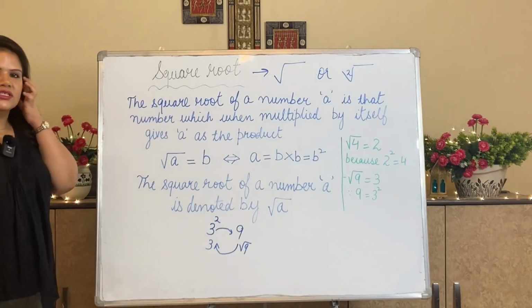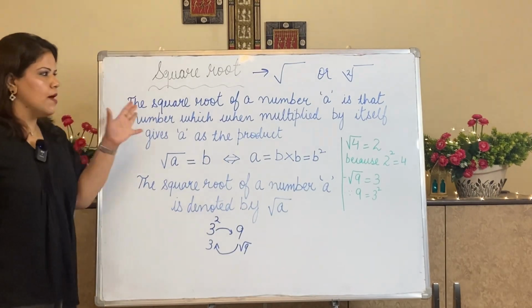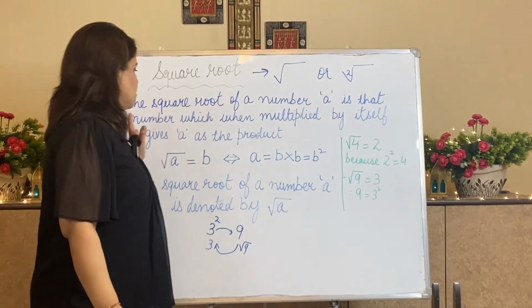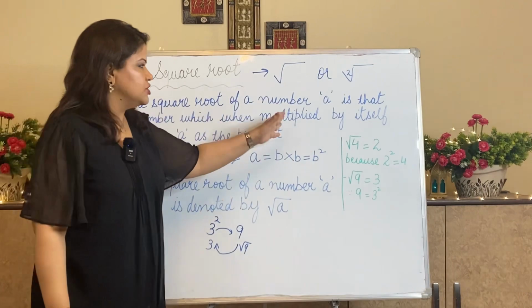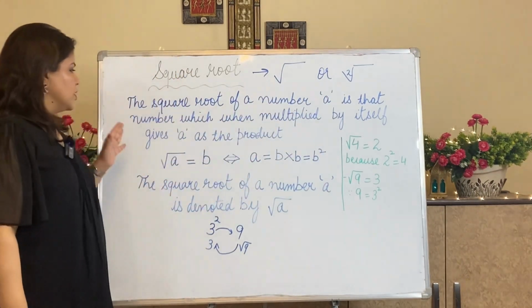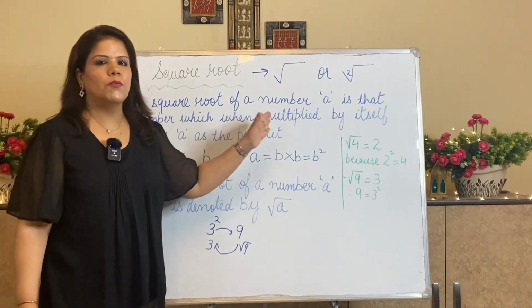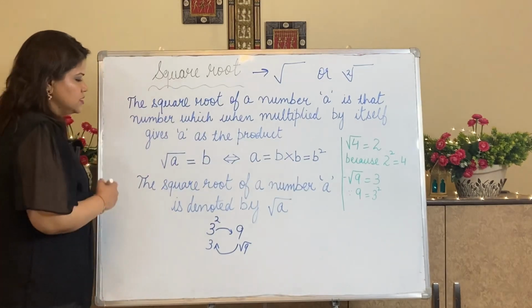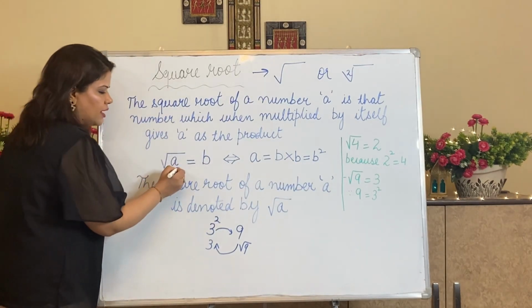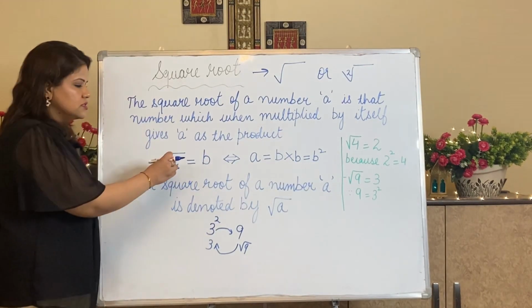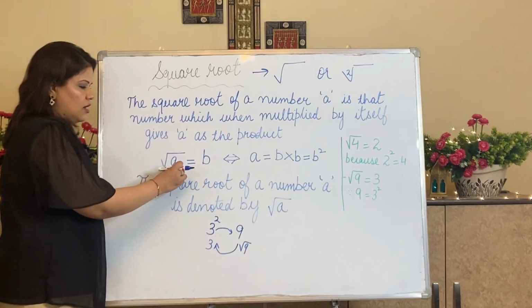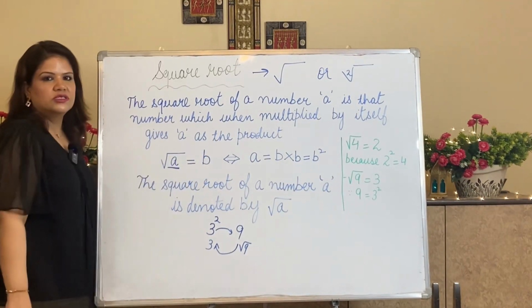Now what do you mean by square root? Square root of a number a is that number which when multiplied by itself gives a as the product. That means the number under the radical sign is the perfect square of the number which is outside.